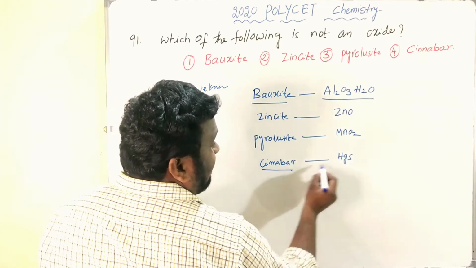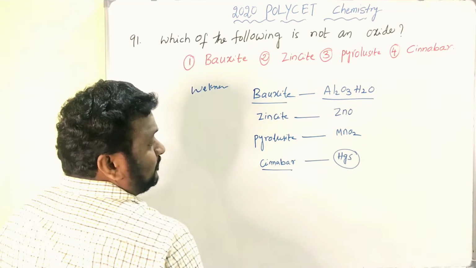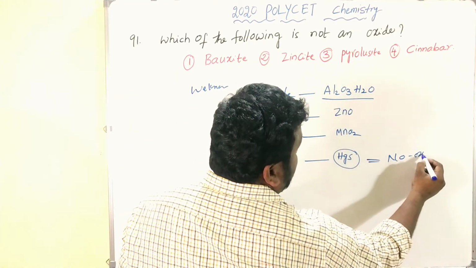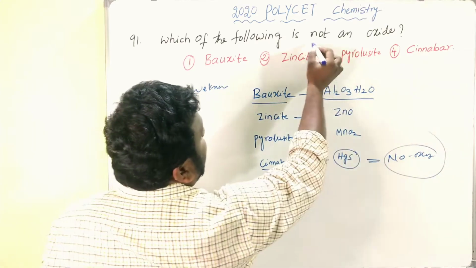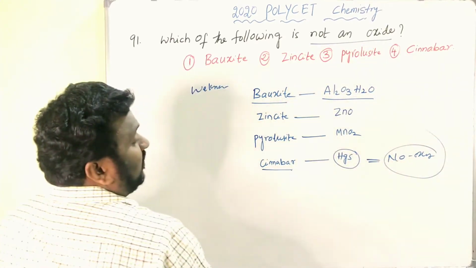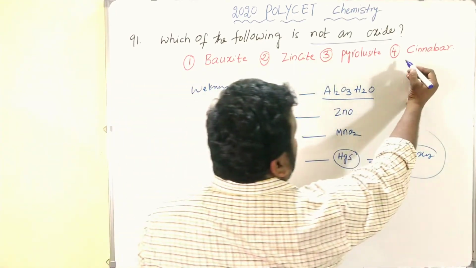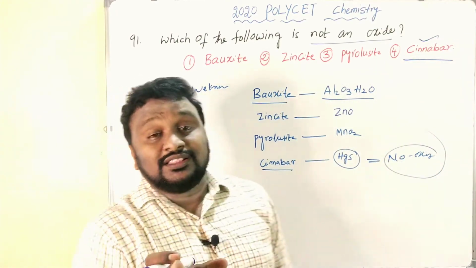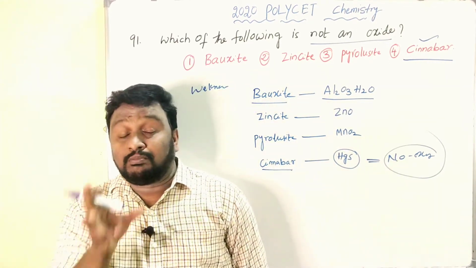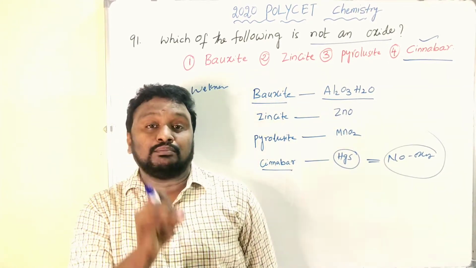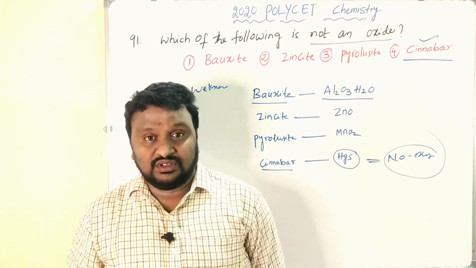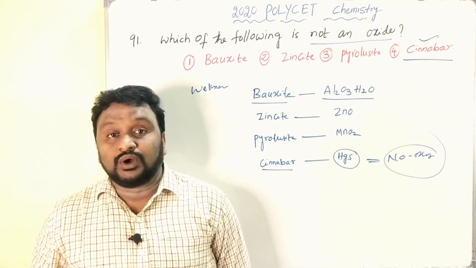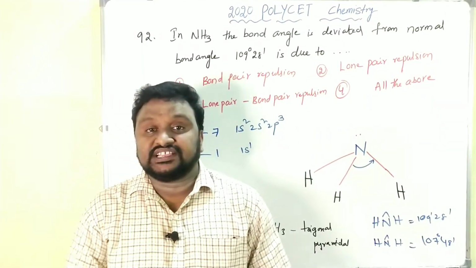Cinnabar is nothing but mercury sulfide. In that formula there is no oxygen, so it is not an oxide. Among the four options, the fourth one, cinnabar, is the right answer. In the metallurgy chapter you must practice all the compounds, metals and their ores. It is most important for competitive exams, and also for regular examinations. Okay, see the next bit.